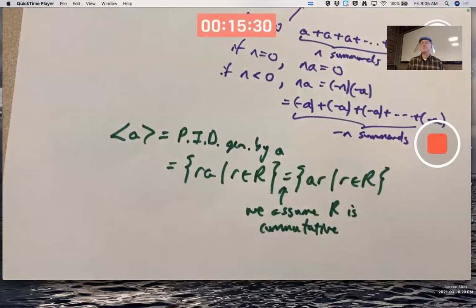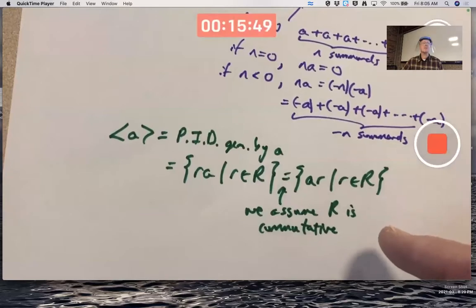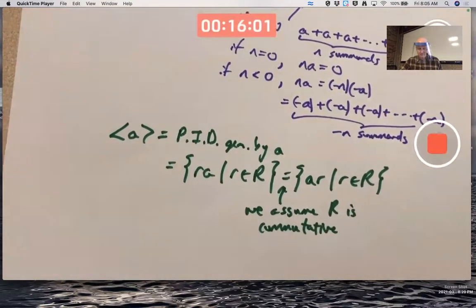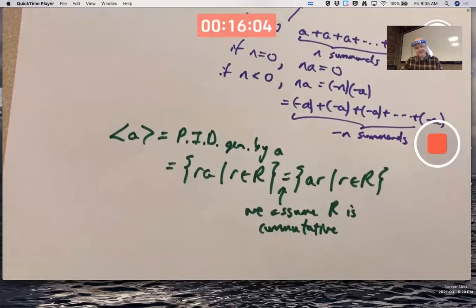You could consider ideals generated in non-commutative rings, though they would be technically what are called left ideals or right ideals. When we think about principal ideal domains, we're going to think about commutative rings, which in a sense is unfortunate because that also would rule out thinking about matrix rings here. And matrix rings could be interesting sometimes. Although that is one of the examples, think about a matrix ring.